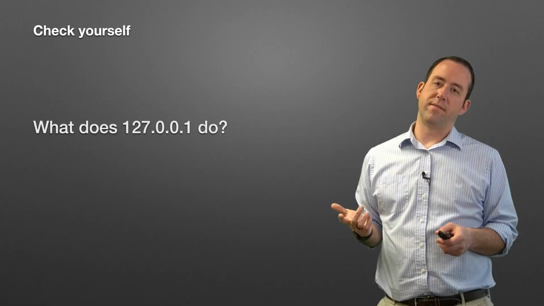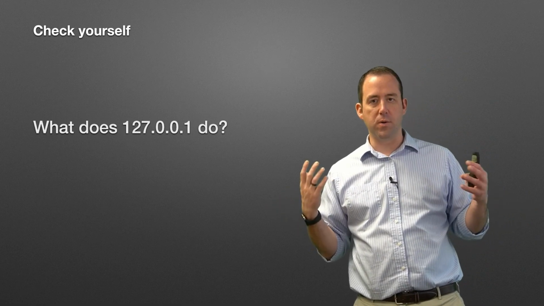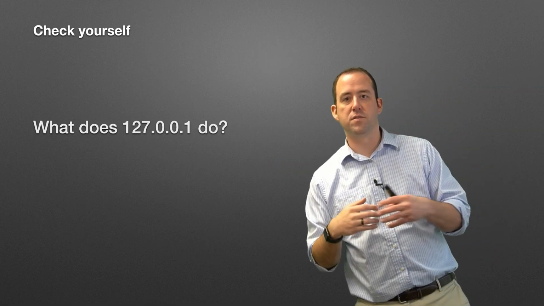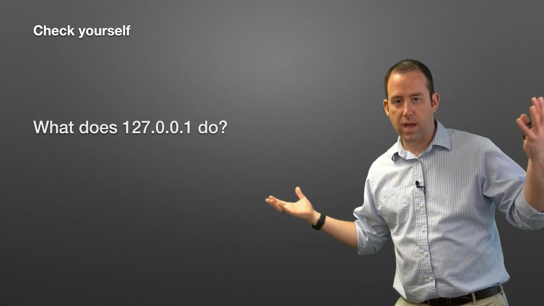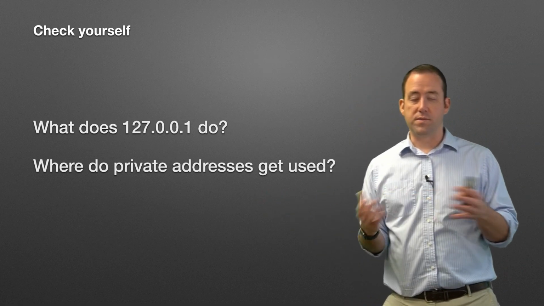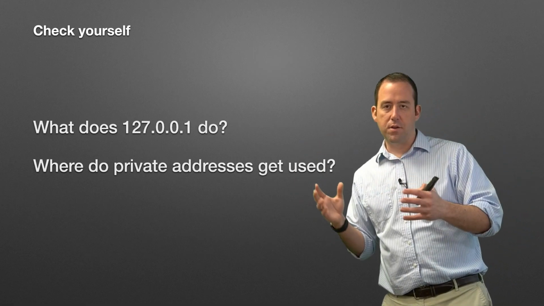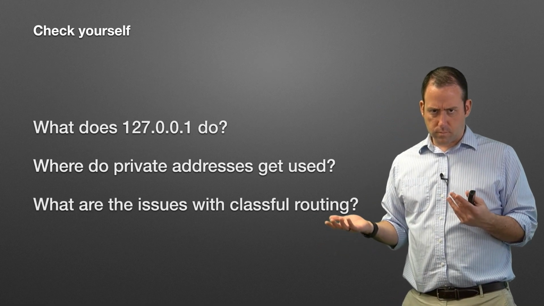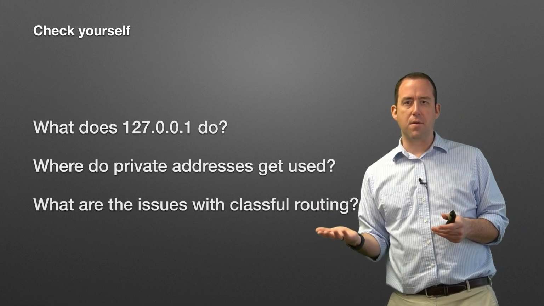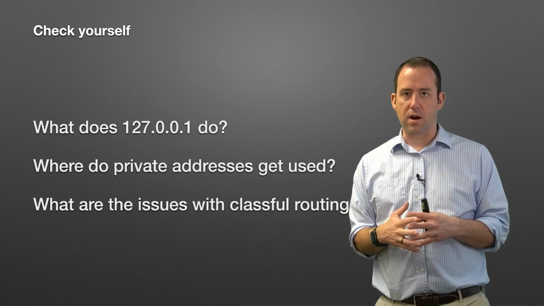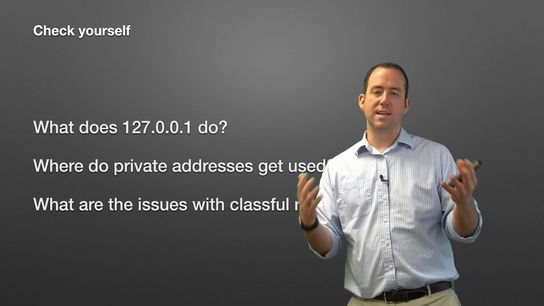So before we wrap up, check yourself. What is 127.0.0.1? What are we talking about when we say 127.0.0.1 or localhost? Who uses it? What's it used for? When would you use it? And why? And where do private IP addresses get used? We've talked about private IP addresses, what the ranges are and all those things. Why are they used? What are they for? And finally, what were the issues with classful routing that led to the creation of classless interdomain routing and the CIDR protocols and possibilities that we've talked about?